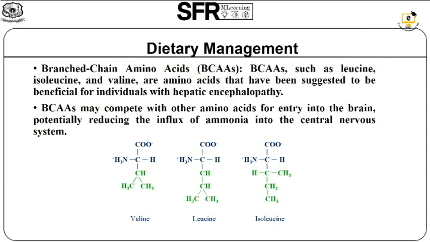Then we come to BCAA, branched chain amino acids such as leucine, isoleucine and valine. These are suggested for people with hepatic encephalopathy because these essential amino acids readily enter into the brain and reduce the ammonia content entering into the brain or central nervous system. So these essential amino acids, the branched chain amino acids, play a very vital role in reducing the impact, the complications and the consequences of hepatic encephalopathy. Supplementing BCAA is recommended for the treatment of hepatic encephalopathy.